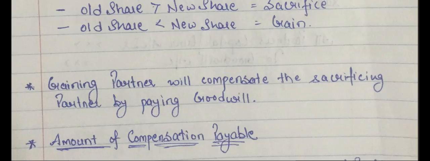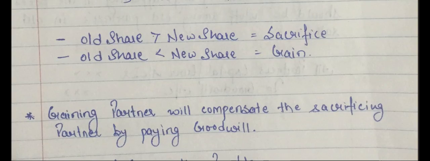We also discussed that the gaining partner will compensate the sacrificing partner by paying goodwill. The gaining partner must give something to the sacrificing partner to compensate for the loss of share in profit. That compensation is known as goodwill. Now, let's see further what we have.